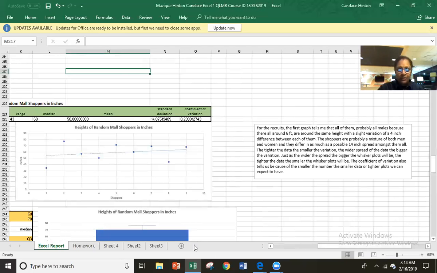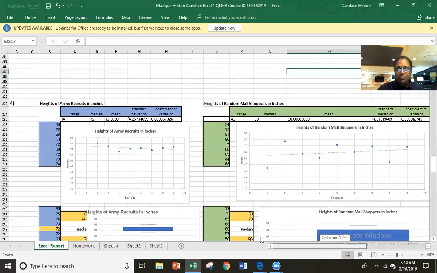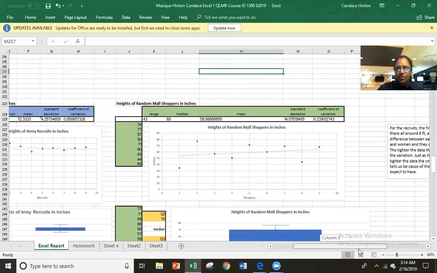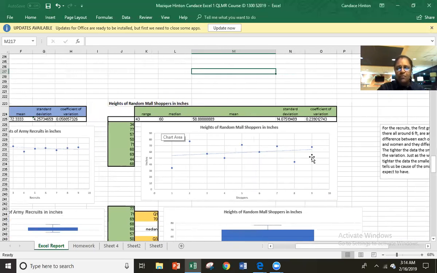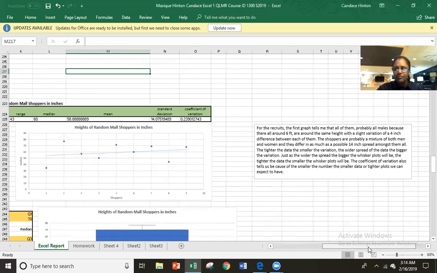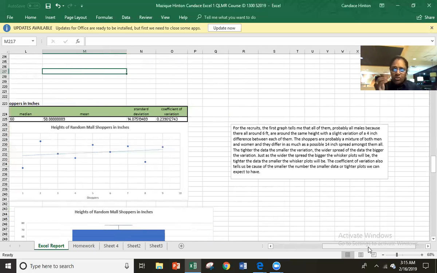The tighter the data, which is shown by this graph, means the smaller the deviation. The wider the graph means more of a standard deviation. Just as the wider the spread, the bigger the whisker plots will be. The tighter the data, the smaller the whisker plots will be.